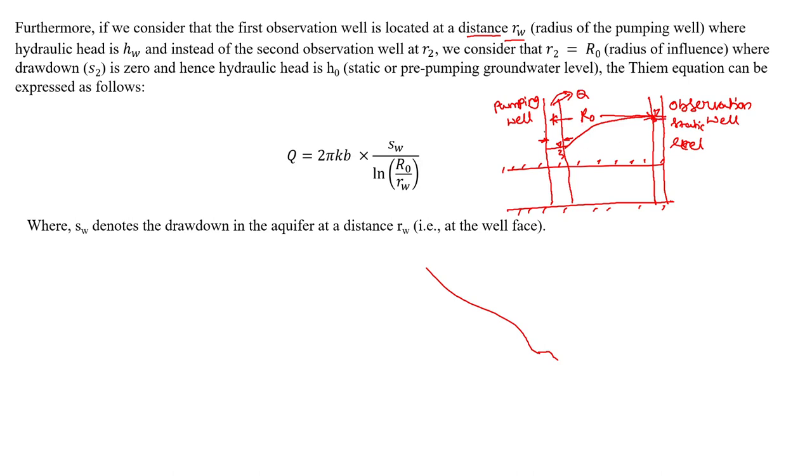In this case we know Sw, the drawdown. In this scenario, this is a special case considered by Thiem, who formulated this equation, so it is popular by his name. It is called the Thiem equation, which is 2 pi into kb into Sw, the drawdown in the well. Here s2 will be 0 because at the observation well at the radius of influence the drawdown is 0, and r2 will be the radius of influence and r1 will be the well.